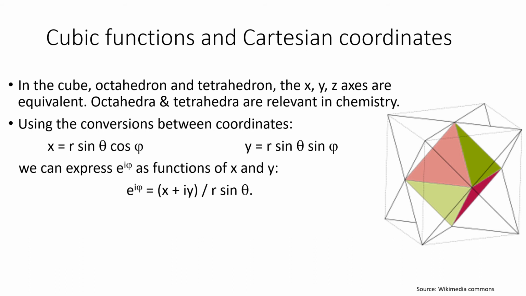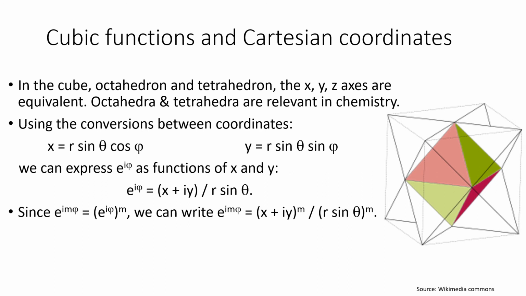But of course cos φ + i sin φ, using the equations above, we can express in terms of x and y. So if you look at those x and y functions, if you divide them through by r sin θ, that leaves you with this cos φ and sin φ. So we can actually write e^(iφ) as (x + iy) over r sin θ.